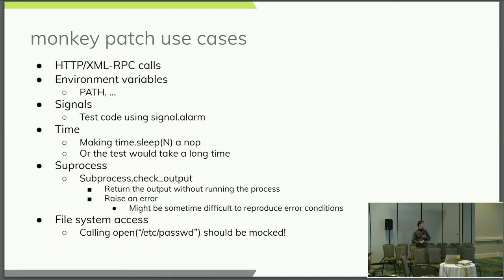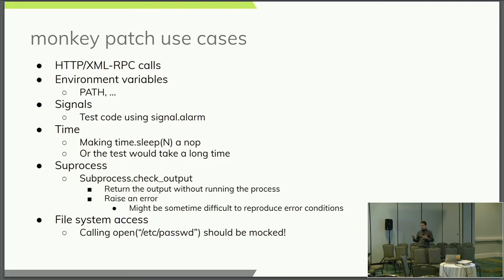Yeah, so some monkey patching use cases. So HTTP request, environment variable. If you play with signals in Python, you can monkey patch all the signals, and so you can actually test your code without exchanging any signals. If you have some timing, if you know that you have some time.sleep in your code, you can just replace it by a no-op, a time.sleep 0. Or if you call subprocesses, you can just return the value. If you know subprocess.check_output will run a command line and return the output.